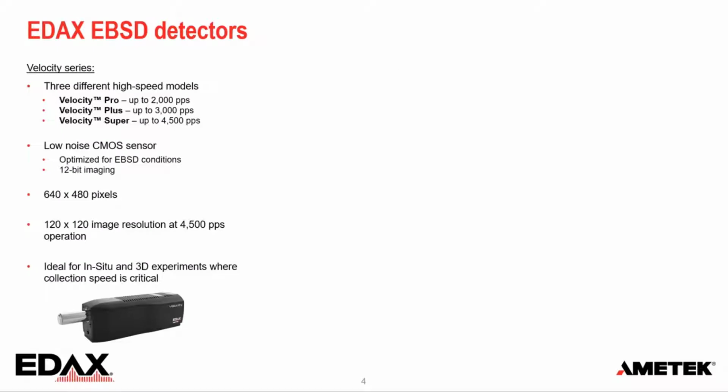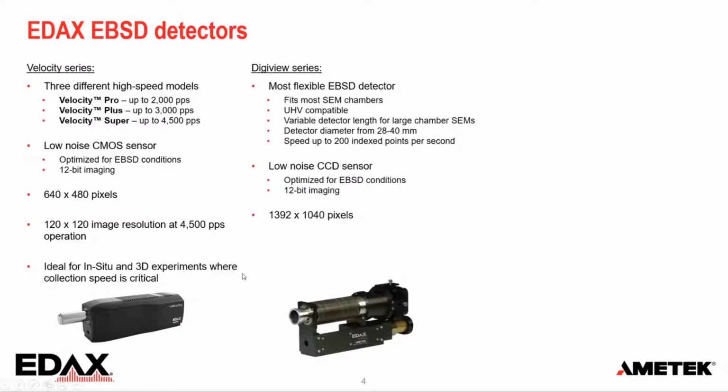So let's start with a few numbers about the EDAX EBSD detectors. First of all, here's our Velocity series. We have 3 different models, different maximum speeds, 2,000, 3,000, 4,500 points per second, etc. Then we also have a DigiView series detector. It's extremely flexible. We can fit it to most SEM chambers, even ultra-high vacuum systems with copper gaskets, large chamber, very small chamber SEMs, different diameters of the sensor, etc. So it's very, very flexible.